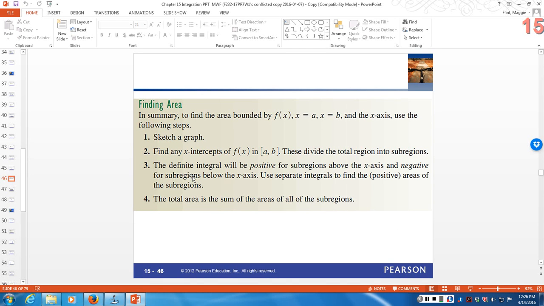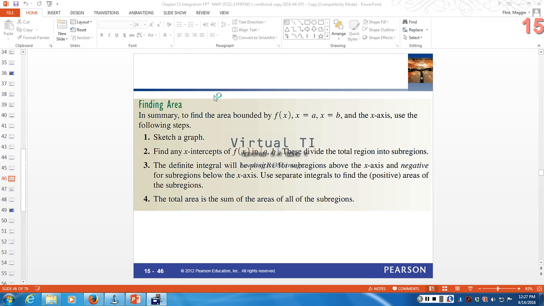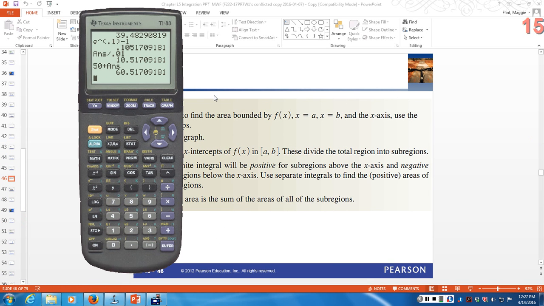I got it negative. You just gotta remember to make it positive. Yeah. Area's never gonna be negative. If it says it's negative area, it's just below the x-axis.